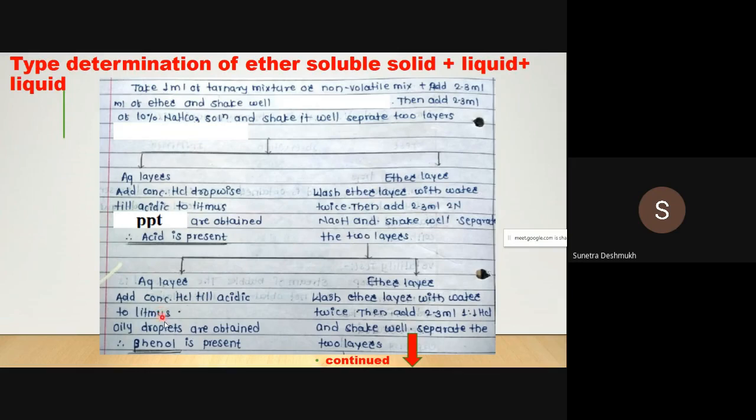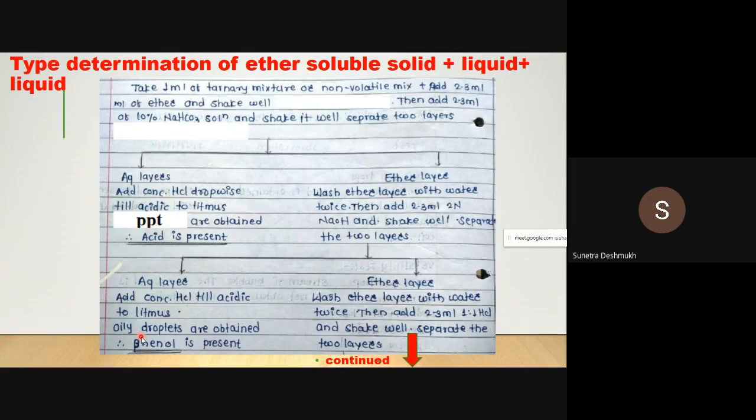Now if it is a liquid, what will it give, and how do we observe that? Once we add HCl to the aqueous layer, if phenol is present, HCl neutralizes the sodium phenoxide ion and converts it to phenol, and this phenol appears as oily droplets on top of the aqueous layer in your test tube. Okay, so in your test tube, what will you observe, what are the observations?